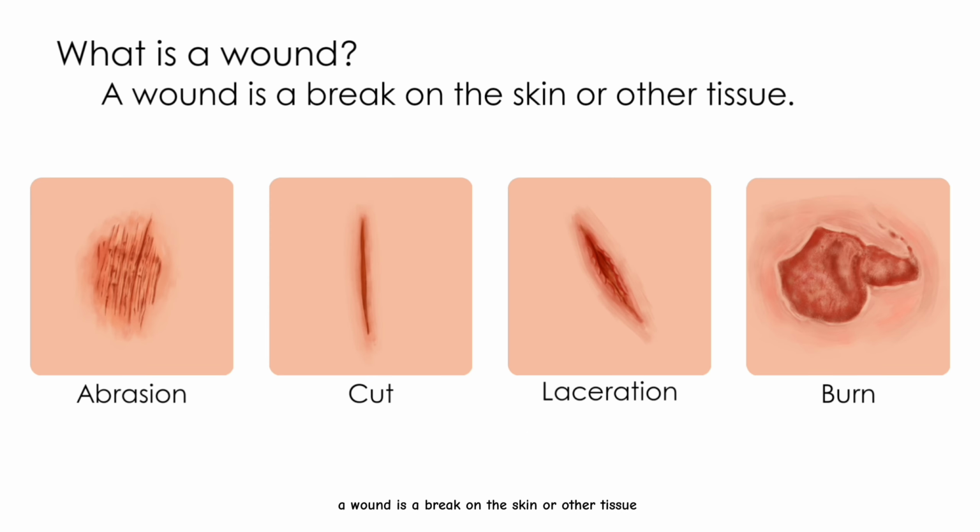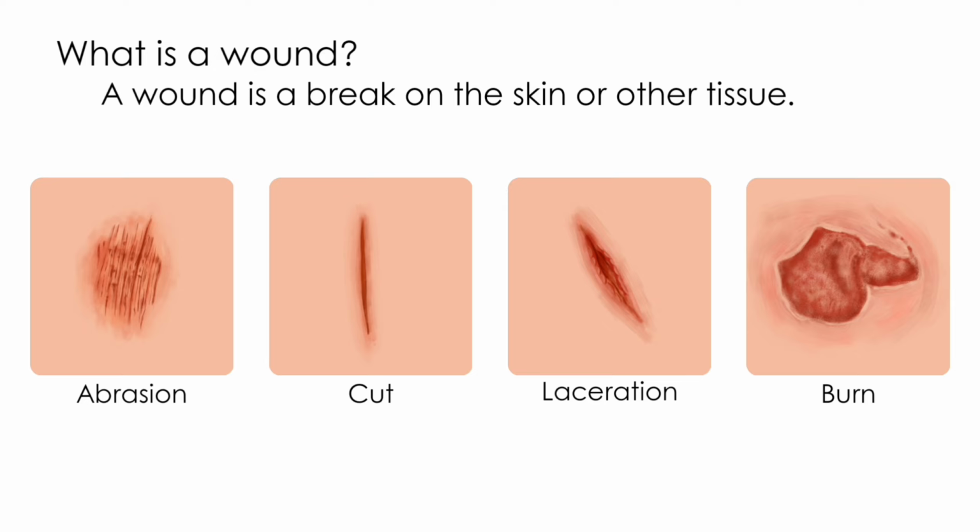A wound is a break on the skin or other tissue and can be classified as abrasion, cut, laceration, and burn. And there are several factors affecting wound healing such as the age, overall health, nutrition, and type of wound. But we won't be focusing on that. Now, what are the processes of wound healing?